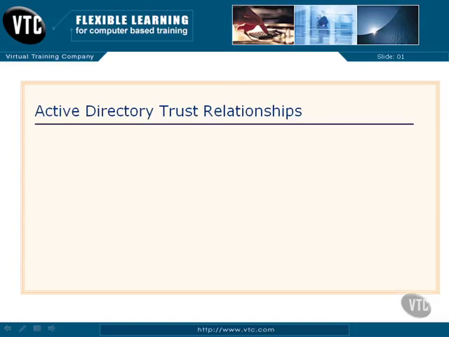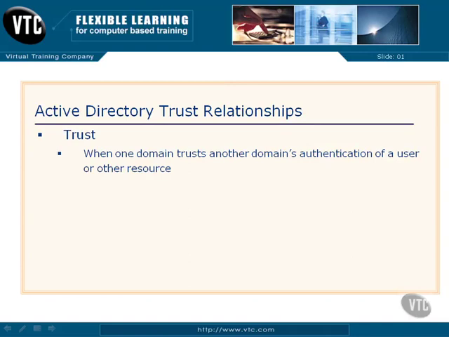Now let's tackle the concept of trust relationships. On the 70-640 exam, you can expect to see a number of questions regarding trust relationships. Let's start off with a simple definition. A trust is generally between two domains, and a trust is created when one domain needs to cross that boundary into another domain's space to get a resource.